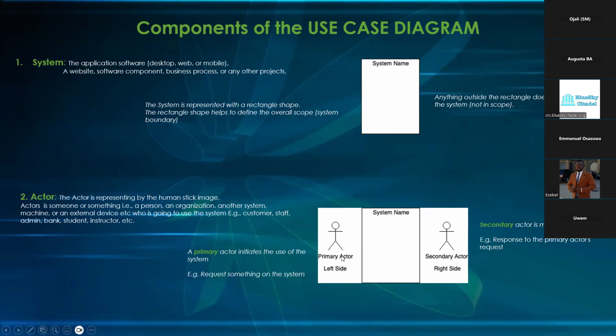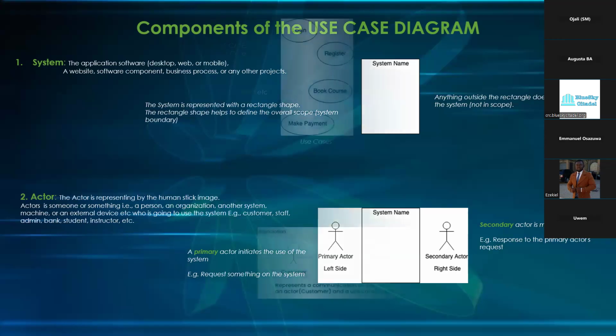Now, what does the primary actor do? They initiate. Yeah, they initiate an action. Then the secondary actor responds or reacts. Take for instance, the primary actor requests for something, and the secondary actor responds to the request from the primary actor. I hope I'm making sense.